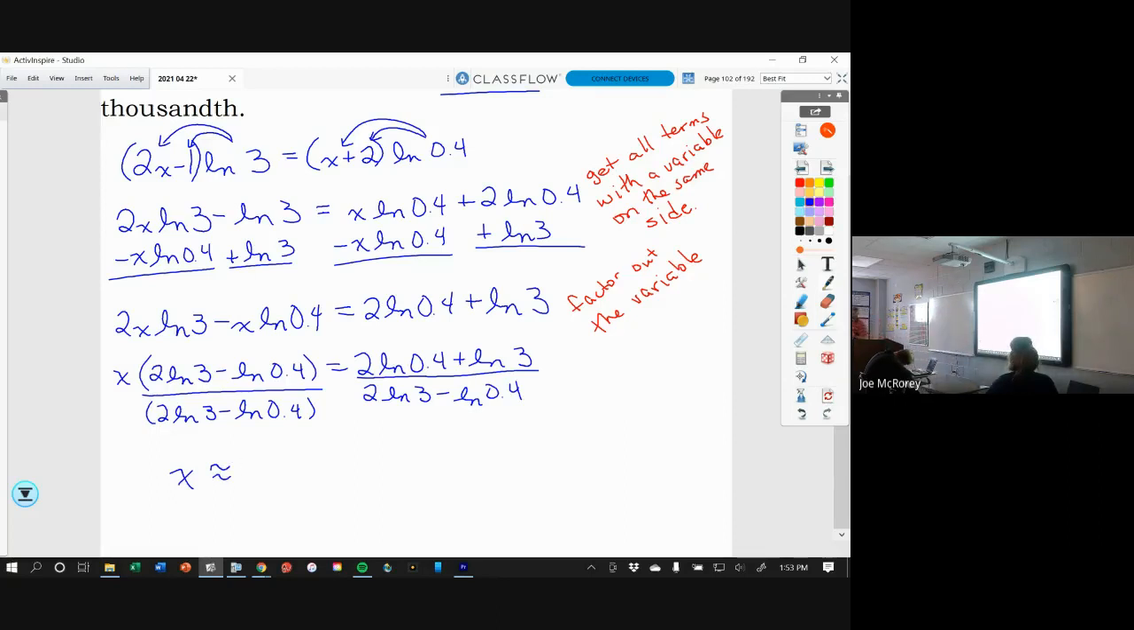Remember again, every time you hit the natural log button, it's going to open a parenthesis. You must close it. It's best if you enter this as a fraction, doing alpha y equals.